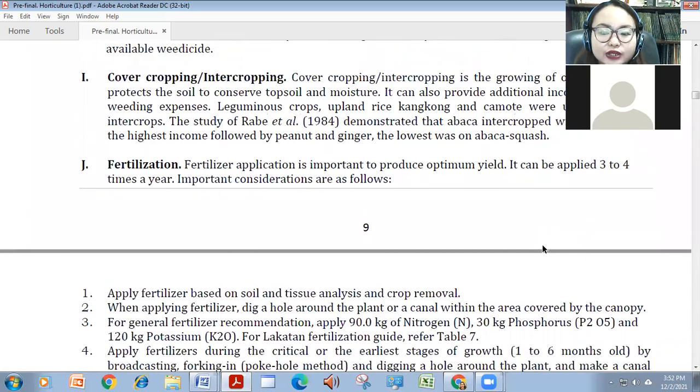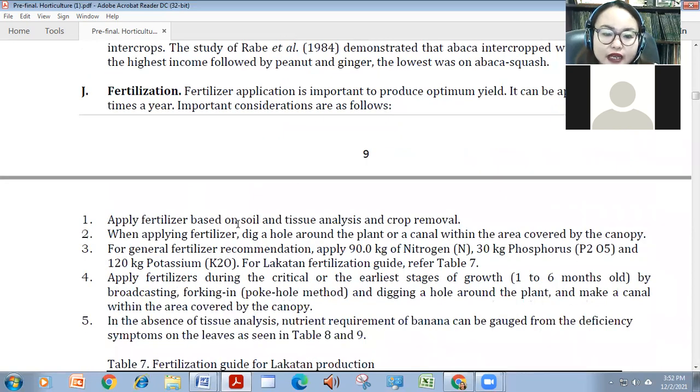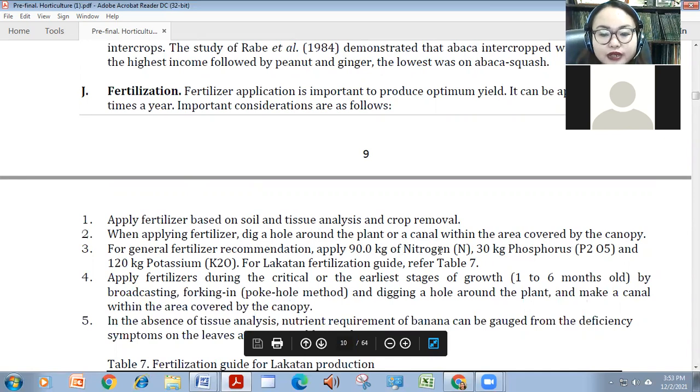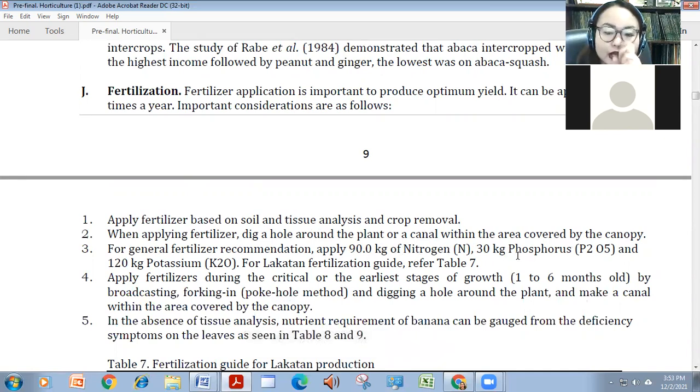So for fertilization, you have to apply fertilizer for optimum yield. Although fertile na yung soil mo, like 3 to 4 times a year, and mas importante na base siya sa soil and tissue analysis and crop removal para mas efficient. But you can also apply general fertilizer recommendation. So when you apply fertilizer, you dig a hole around the plant or in the canopy around, using canal within the area covered by the canopy. So you apply 90 kilogram nitrogen for general recommendation, and 30 kilogram phosphorus and 120 kilogram potassium.